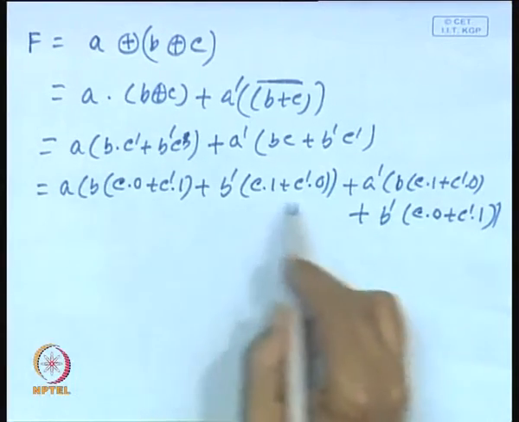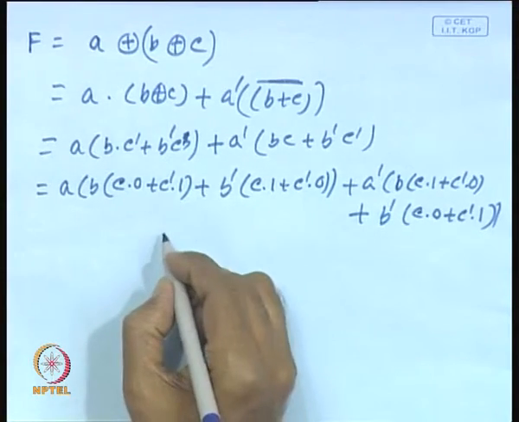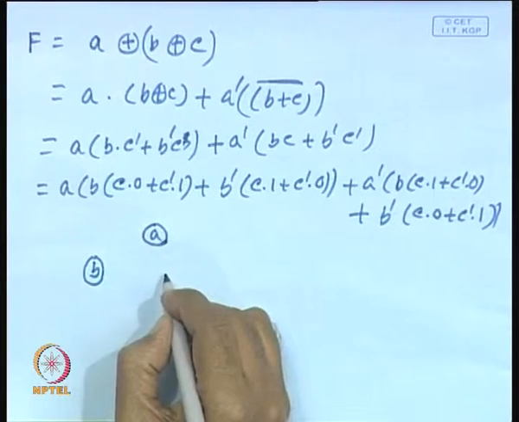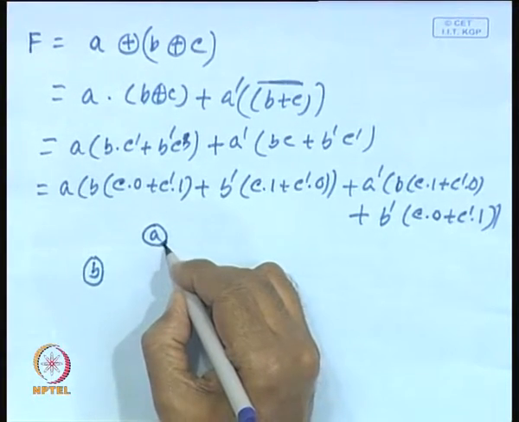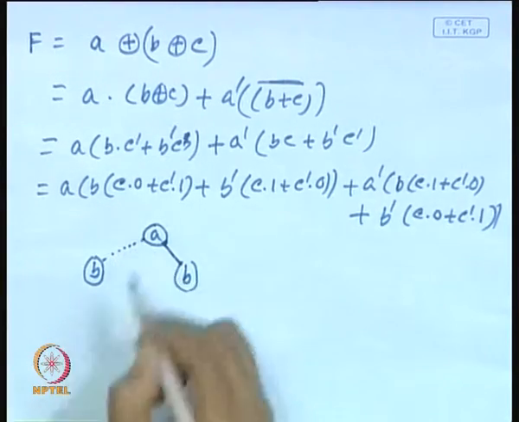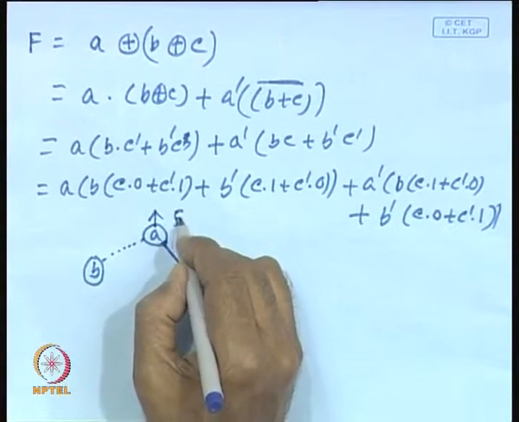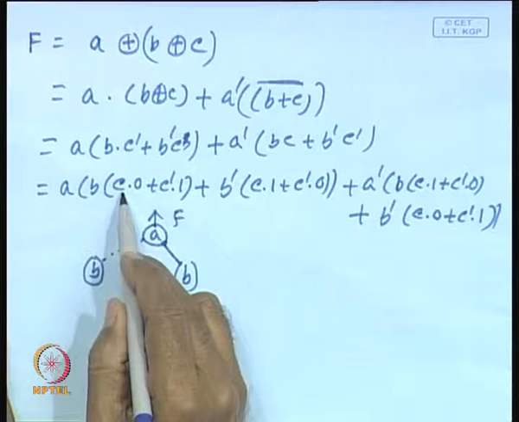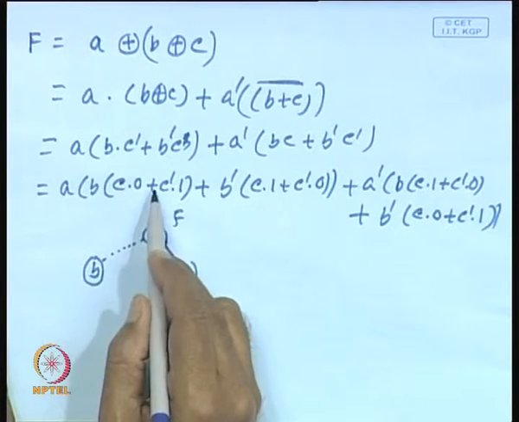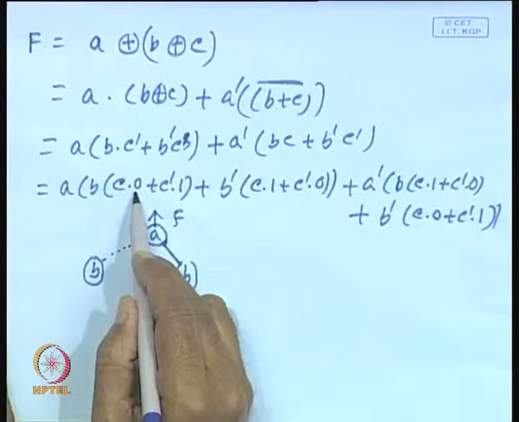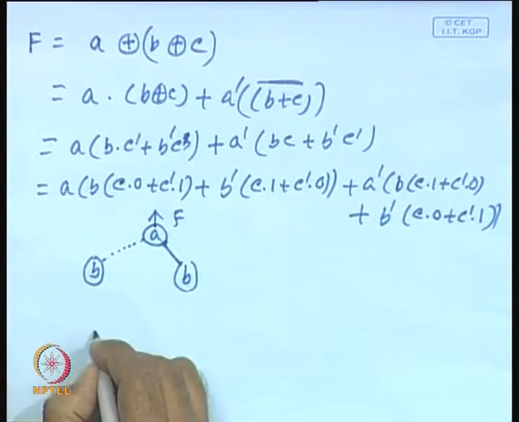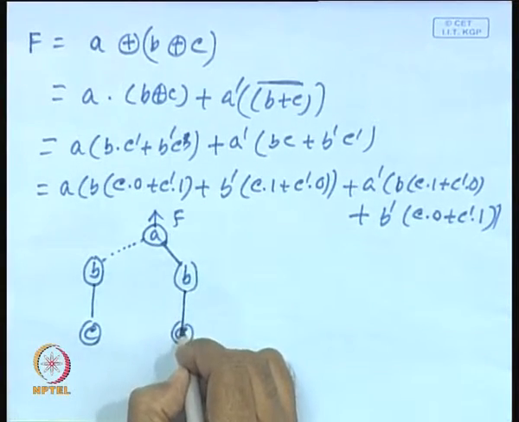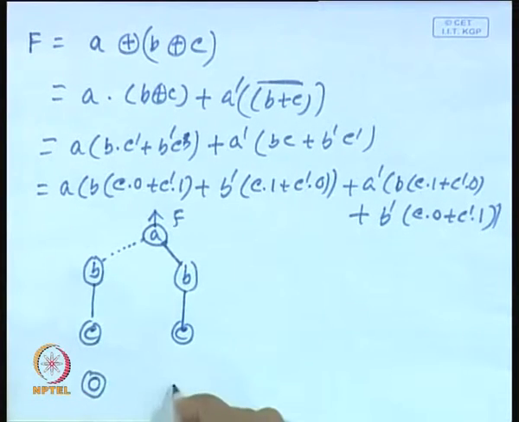Now, from this you can really draw your BDD. So, first you have to start with A and you will have two nodes B and B. So, this corresponds to A and this corresponds to A bar. Okay. So, this is your output F. Now, as you can see, A B goes to C, A B goes to C and that goes to 0, C bar goes to 1. So, we will have two more arms C and C, 0 and 1.